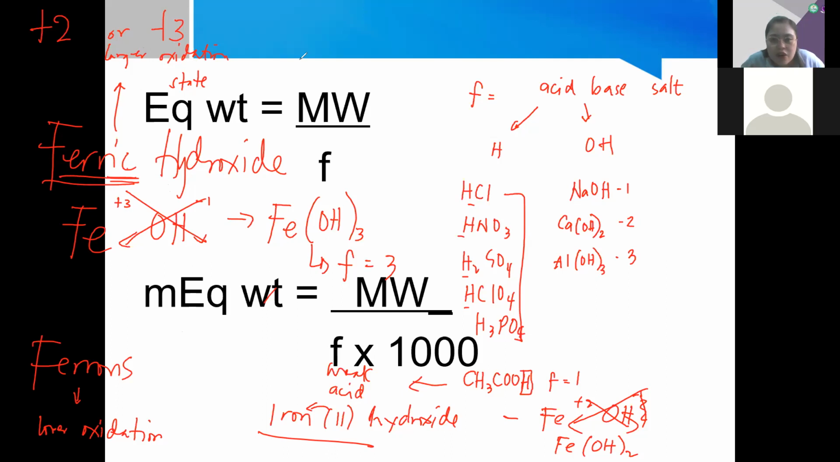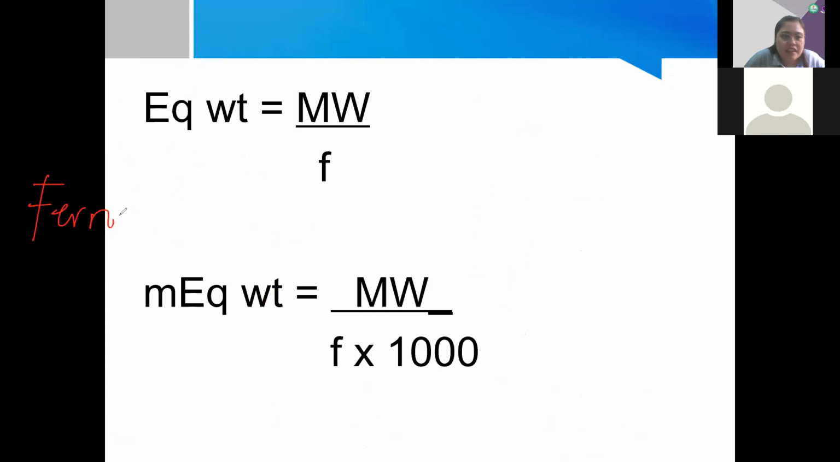Oh, that is wrong. Ferric hydroxide is Fe(OH)3. If it is Fe(OH)2, that is called ferrous hydroxide. Okay? So just like ferrous sulfate na ginagamit natin as supplement for iron deficiency anemia, those persons with an anemia class, ferrous sulfate yan siya.